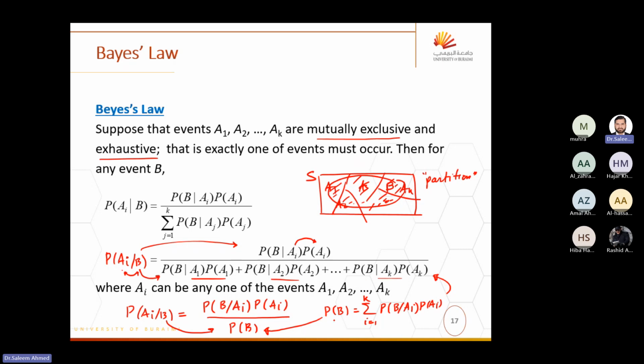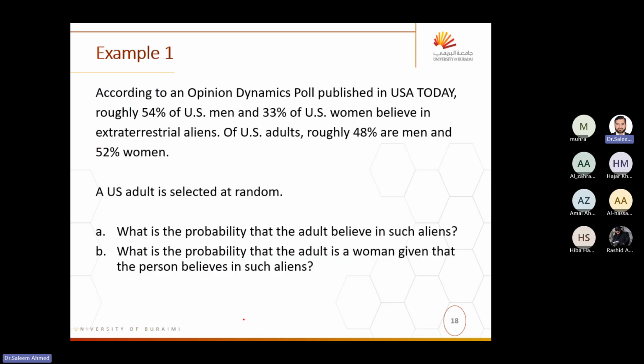So it's better if you do it separately. You can calculate this separately, right? And put the answer here. Calculate separately and put the answer in the denominator. That will be easier. So let's see an example here.